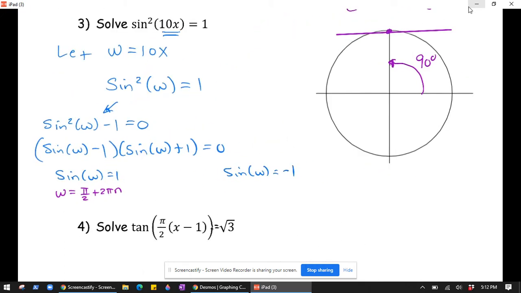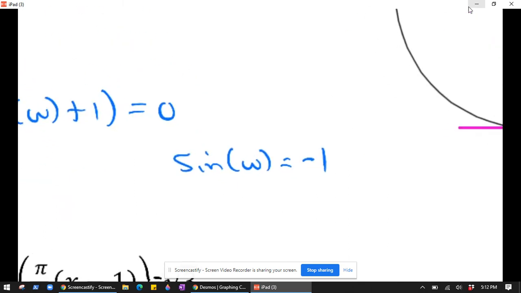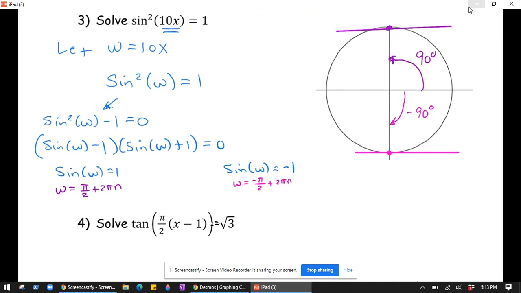And then of course, where is the y-coordinate equal to negative 1 for that second equation? So negative 1 would be down here. And we can think of that as negative 90 degrees. So then here we're going to write w equals negative pi over 2. And then all coterminal angles, if you just add multiples of 2 pi, as long as n is an integer, you've got them.